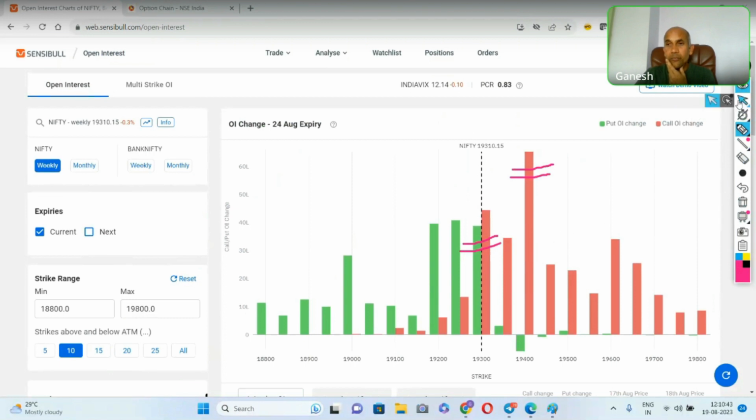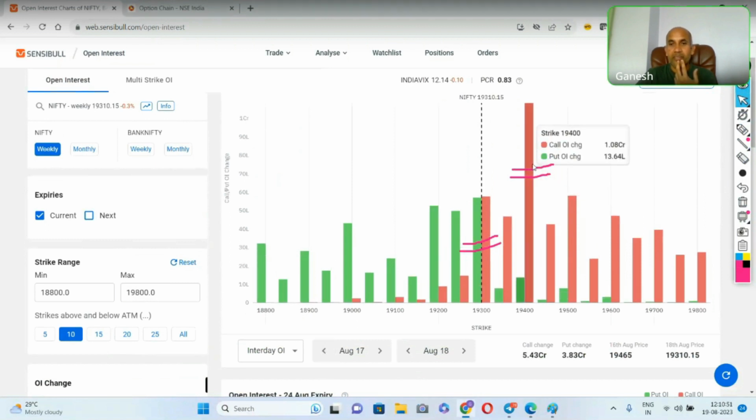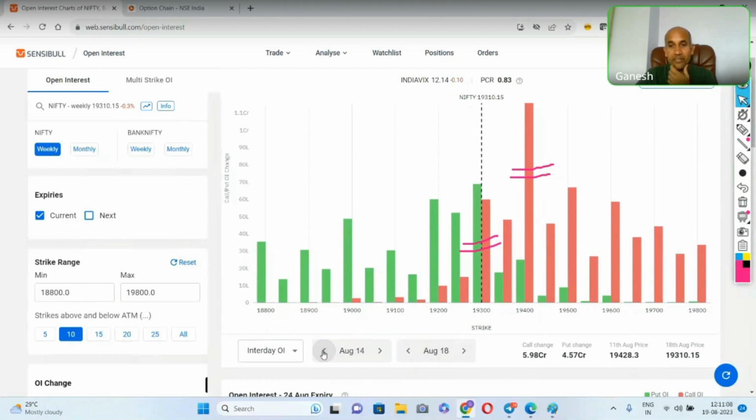Let me tell you what has happened before that. Let's see what has happened before August. See, still 19,400 is not being left. 19,300 short straddle was there on Thursday. On Wednesday, like this. So you just keep watching this one. On 14th, see, how it keeps changing. So nobody is unwinding 19,300 this week.